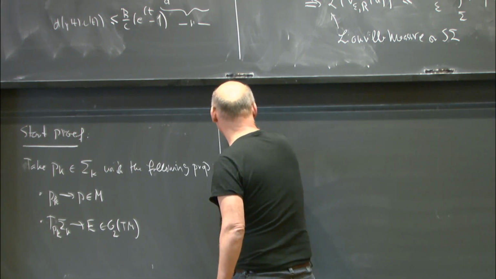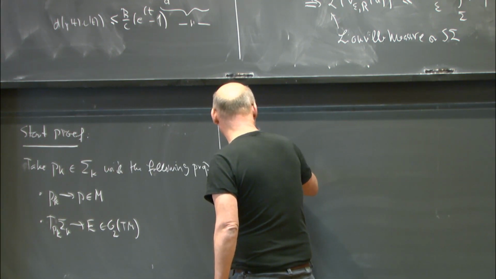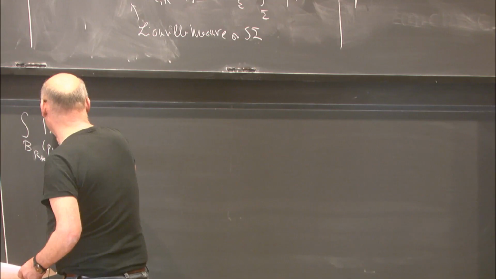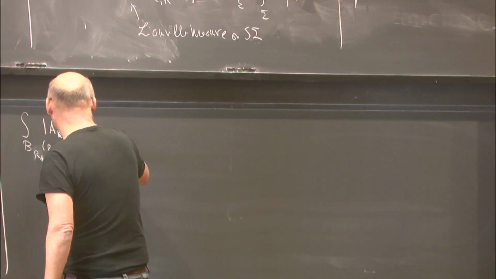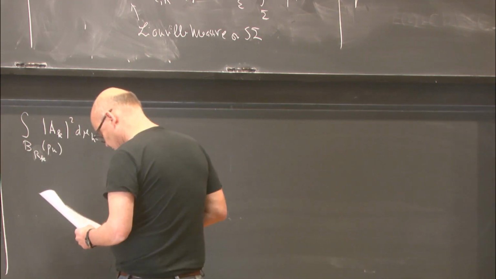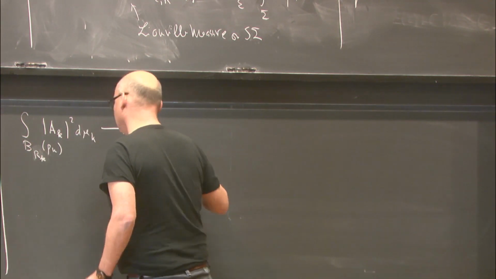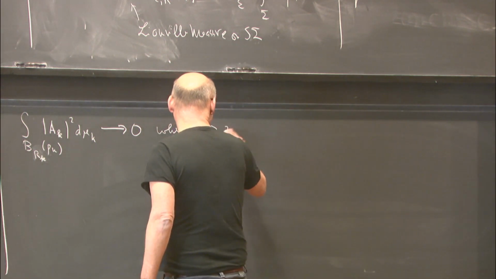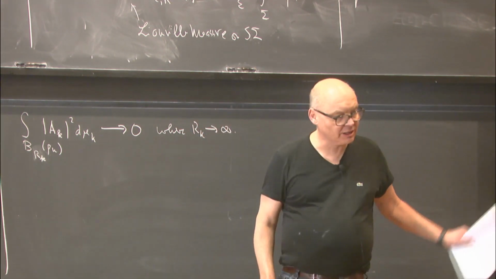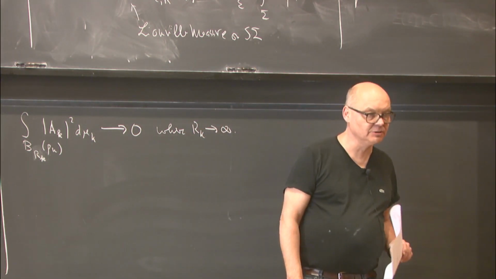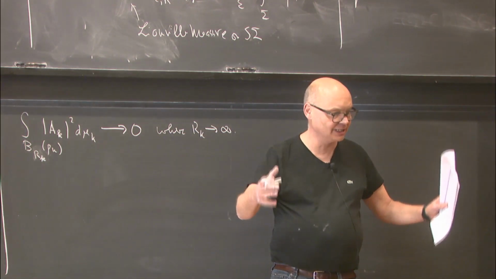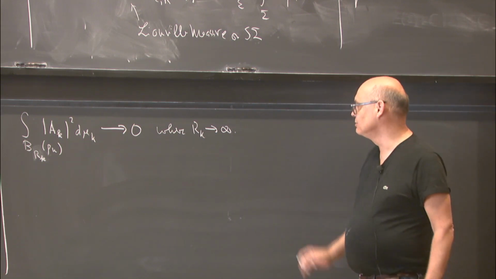Now you need, as a third property, that the integral of A squared over the ball B_{R_k}(p_k), d mu_k, converges to 0, where the radii R_k go to infinity. And this you can do because of Lemma 3 with the covering lemma. So you can actually achieve a sequence of balls which get bigger and bigger, but the integral of A squared gets smaller and smaller. So you can really do this.